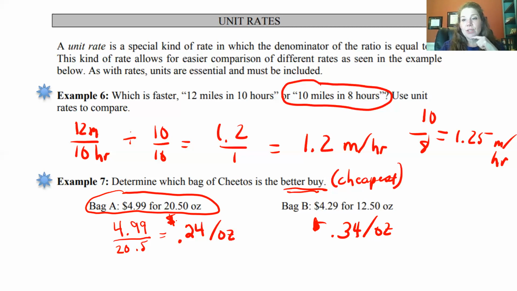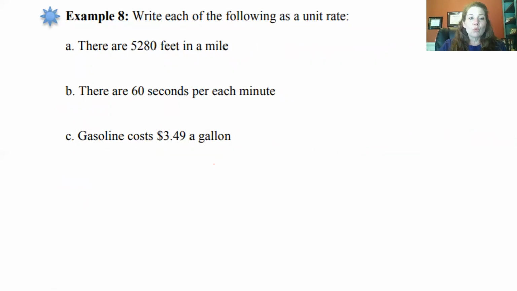95% of the time it tells you the unit rate. Just look at the little tag and it'll use some sort of abbreviation. So if you really look at it, you can figure out which one is the unit rate. And I always look at that price when I'm going to buy something because I want to buy the most for my money. All right, write each of the following as a unit rate.